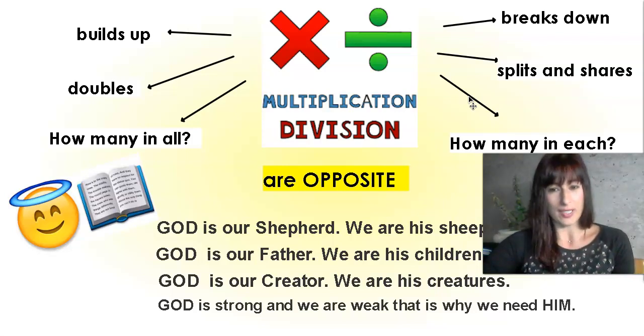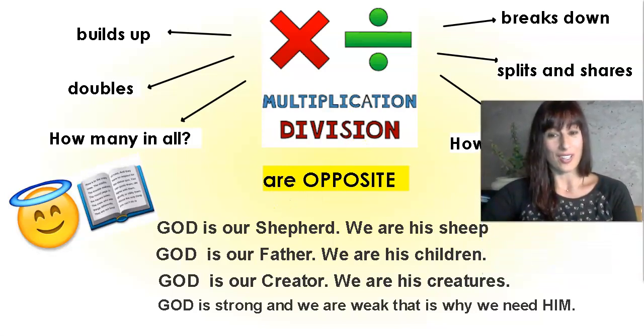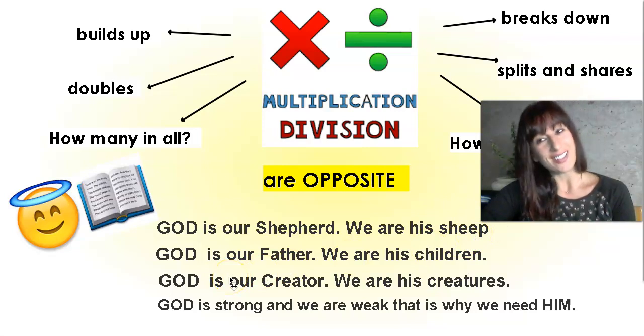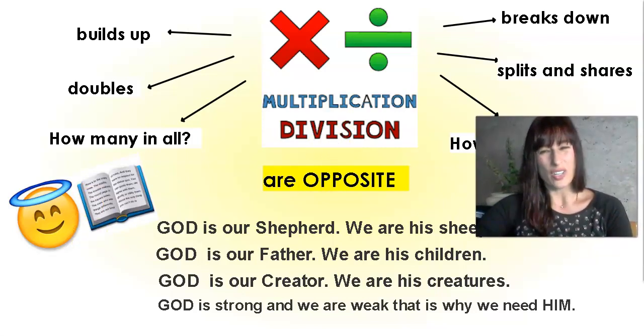God is our shepherd, and we are His sheep. God is our father. We are His children. God is our creator. We are His creatures. God is strong, and we are weak. That is why we need Him. Well, when we think about it, multiplication and division sort of need each other too.